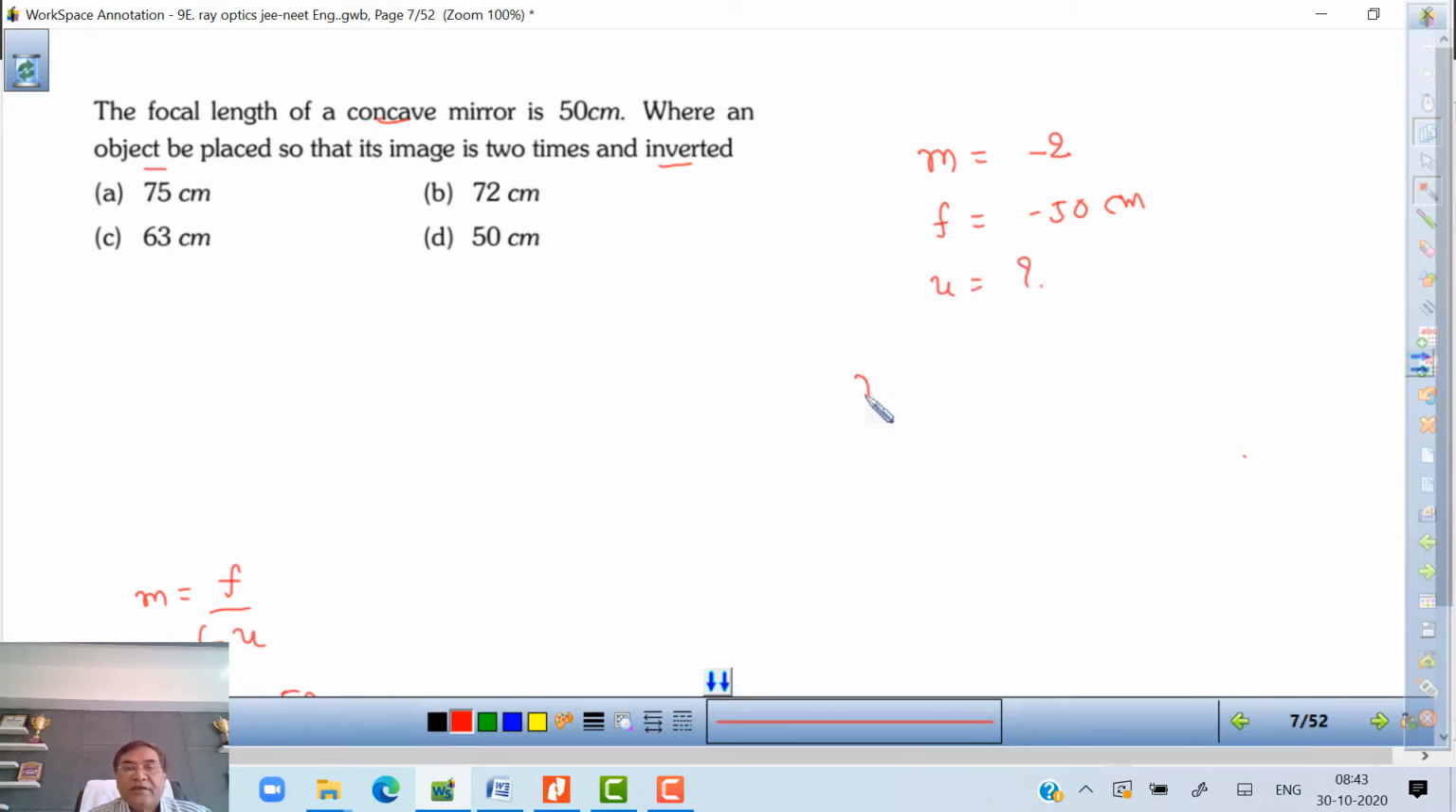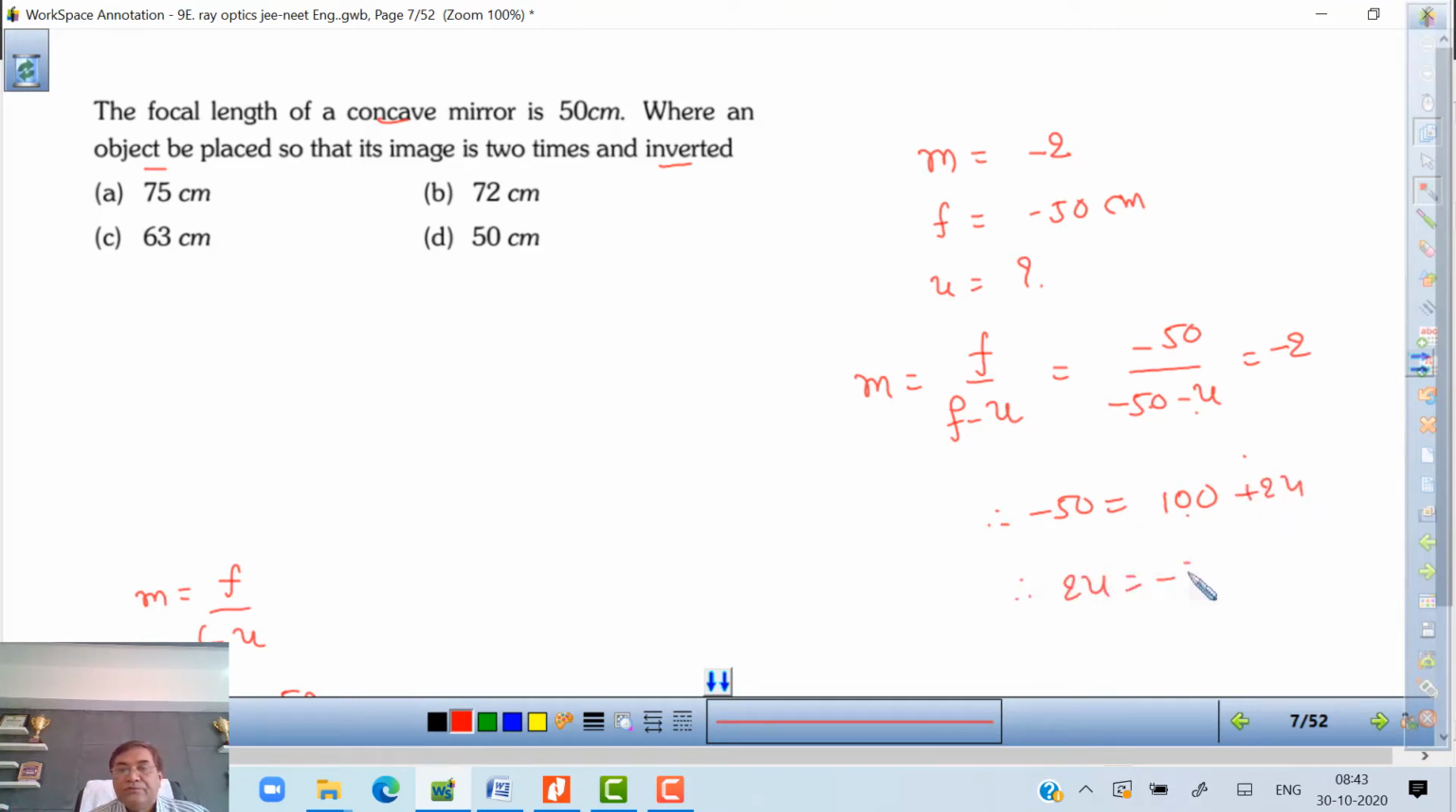We have the formula, remember it. m is equal to f upon f minus u. So f is equal to minus 50 and I have to find out u. M is equal to minus 2. So if you simplify, minus 50 is equal to, this will multiply, so 100 multiply 2u. This is going that side, so 2u is equal to minus 50 minus 100, so minus 150, and therefore u is equal to 75, negative.